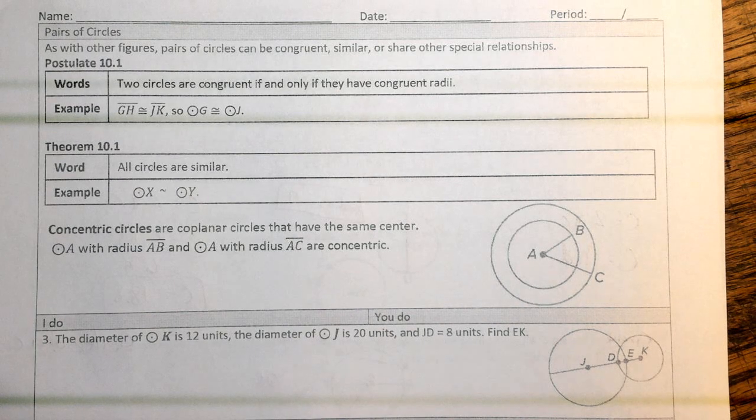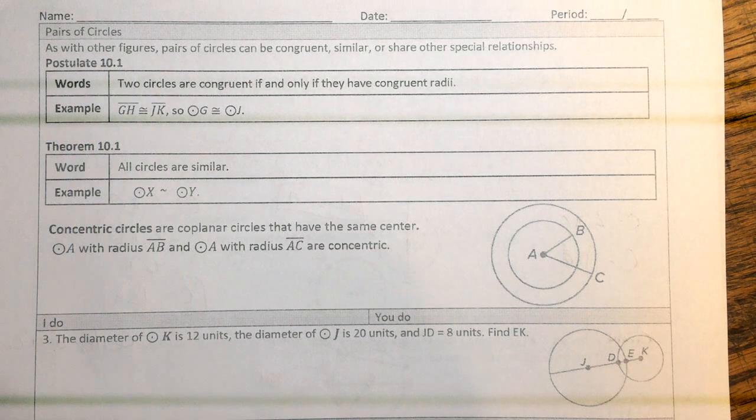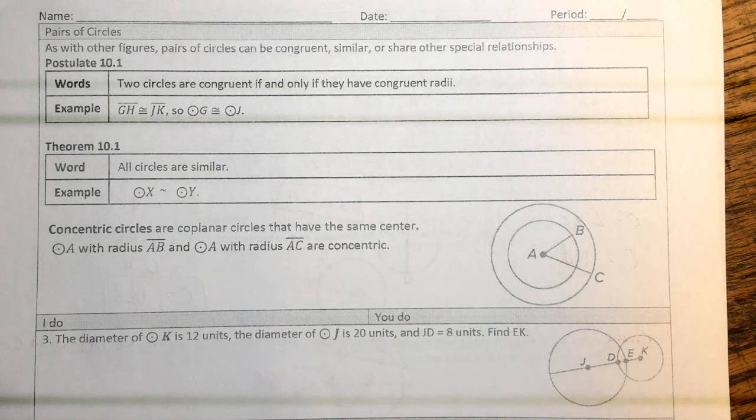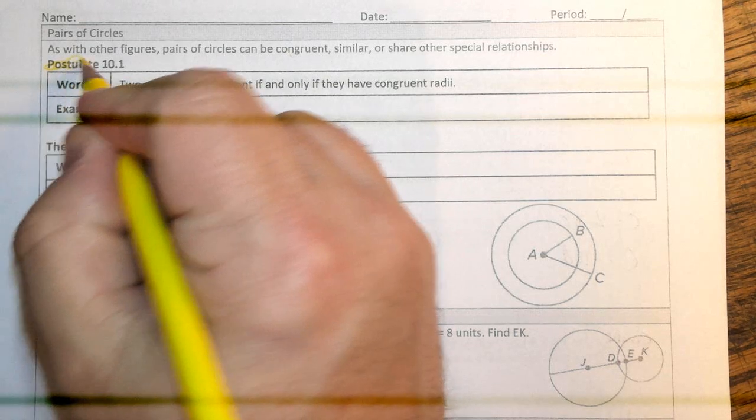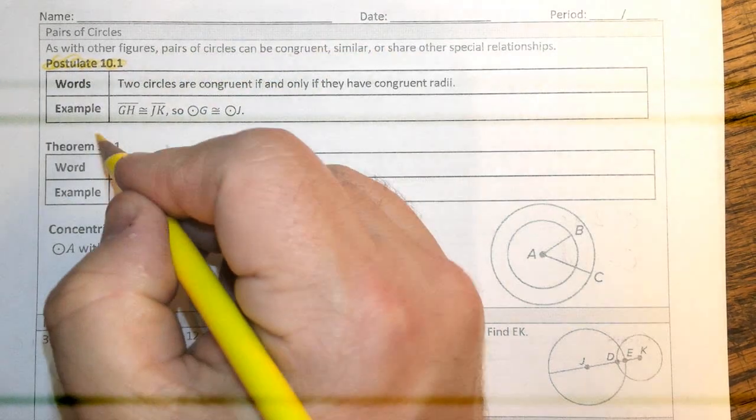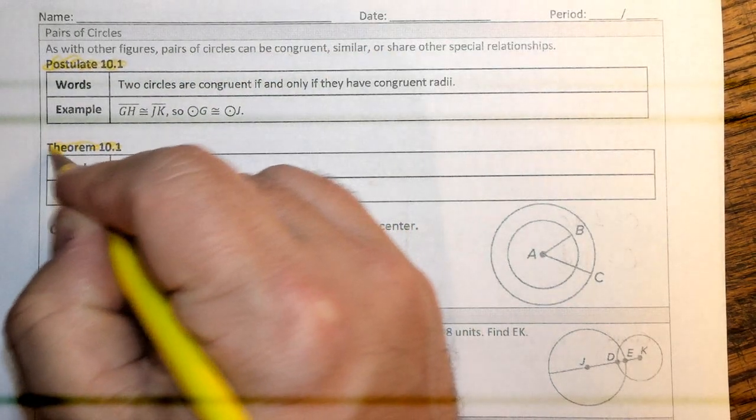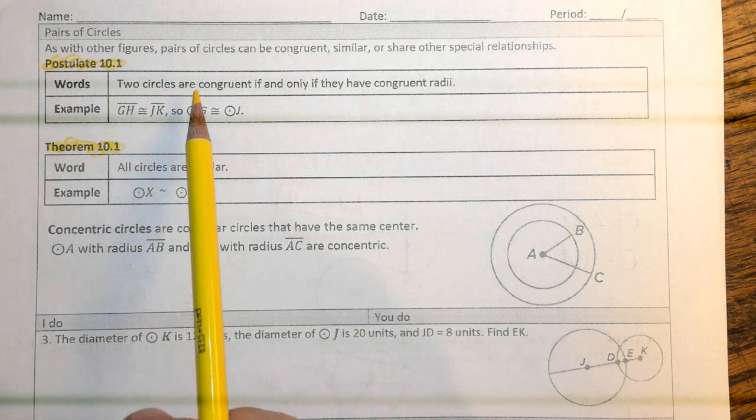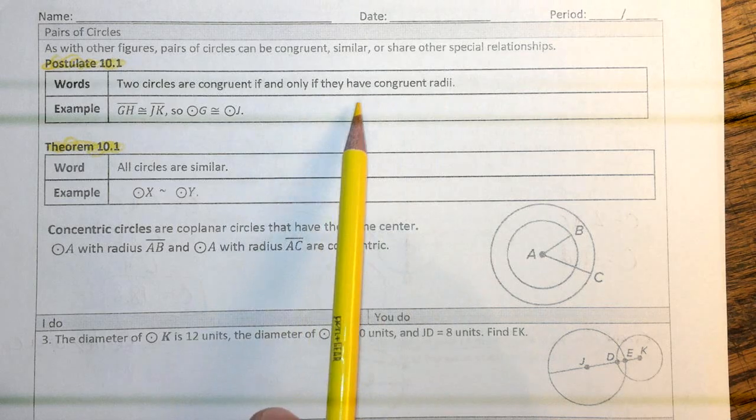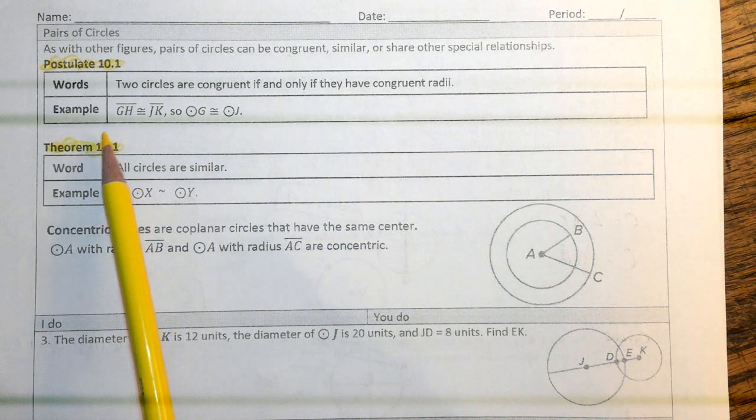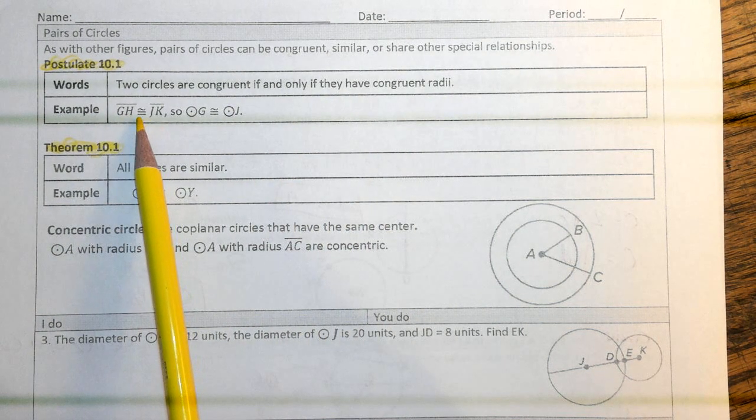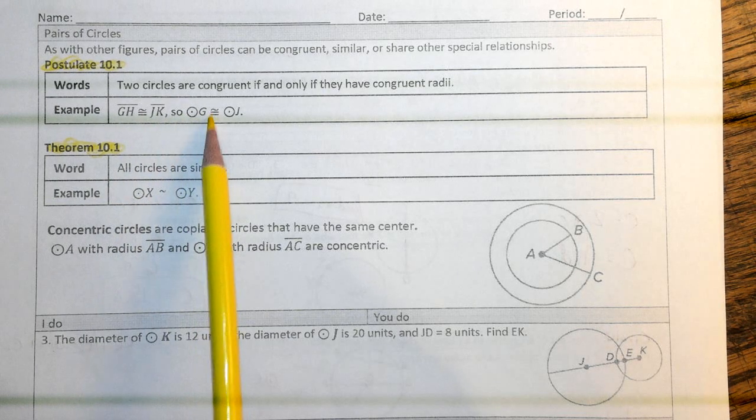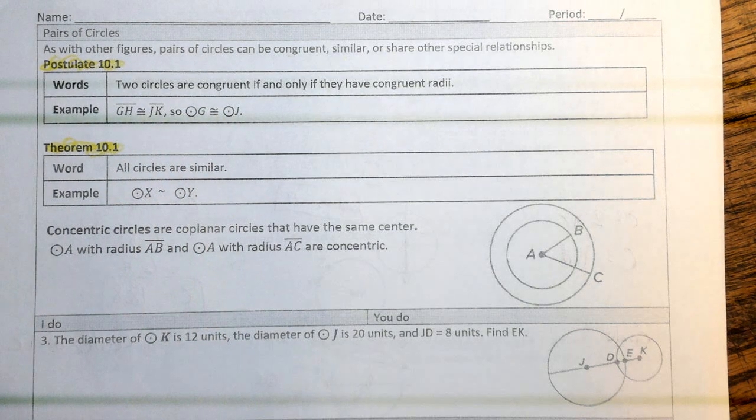Parts of circles. So as with other figures, parts of circles can be congruent, similar, or share special relationships. So postulate 10.1, I have my highlighter, so I'm using my yellow pencil. All right, so postulate 10.1 says 2 circles are congruent if and only if they have congruent radii. This is example: GH is congruent to JK, so circle G is congruent to circle J.